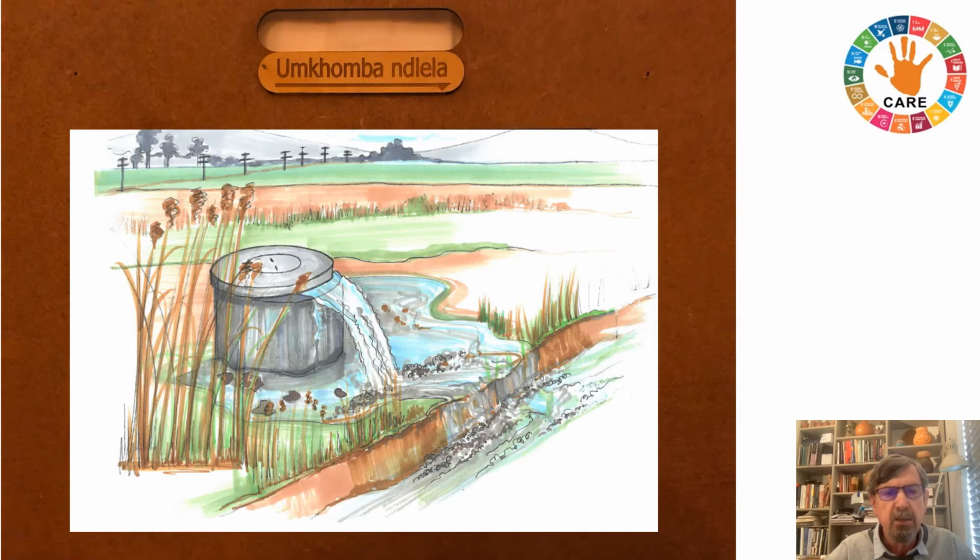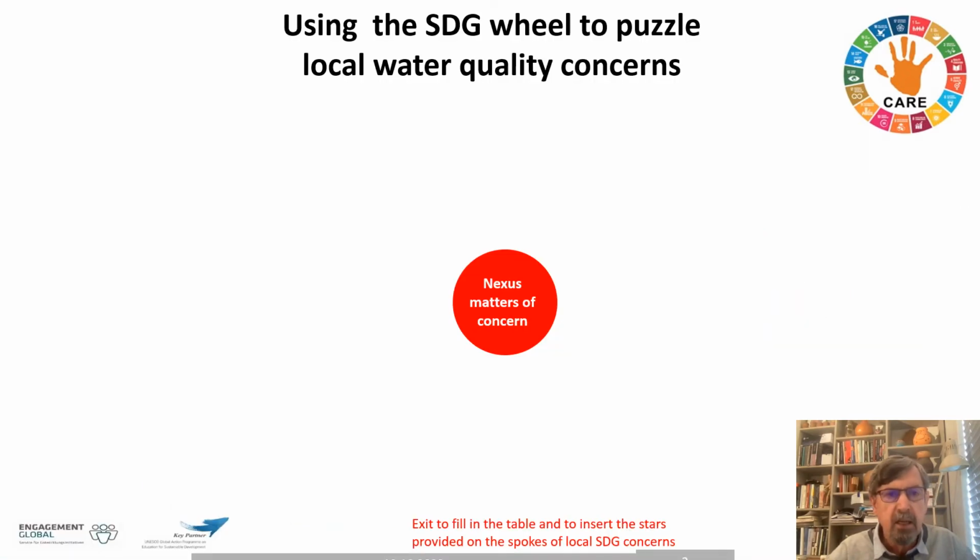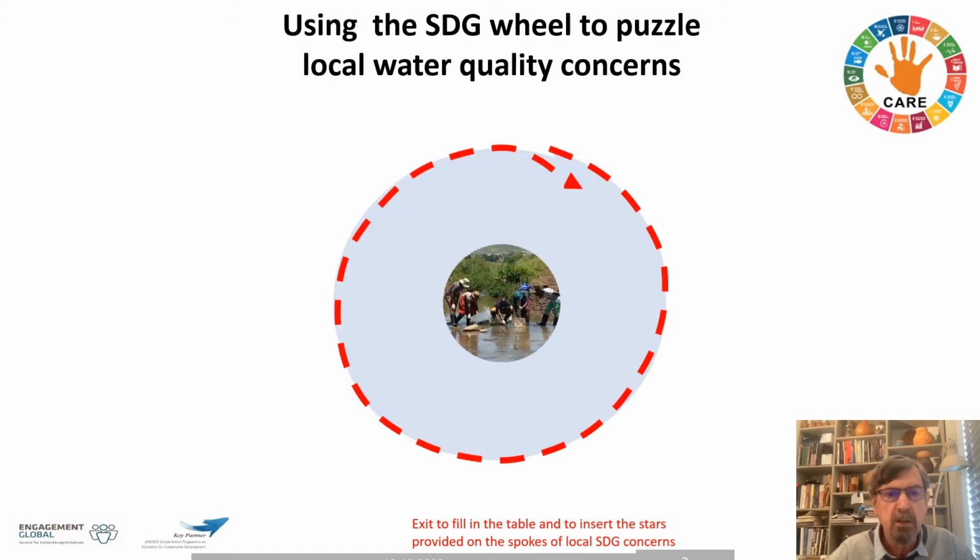And here is where it started with the story. Jim and Liz Taylor have worked with Mpopemeni for many years, and the story was youth groups in that area trying to take action to restore water quality through citizen science activities with the Mini SASS. And here, the Sustainable Development Goals wheel for puzzling water was really important.